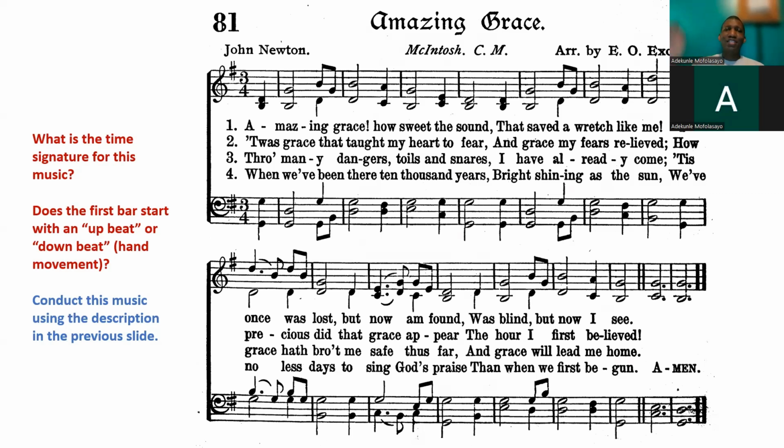Amazing grace, how sweet the sound that saved a wretch like me. I once was lost, but now I'm found. Was blind, but now I see.